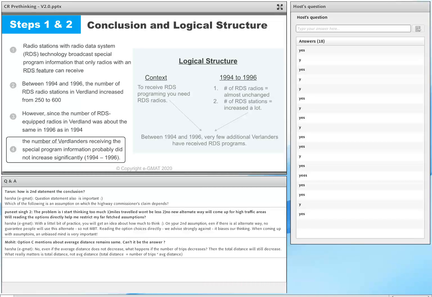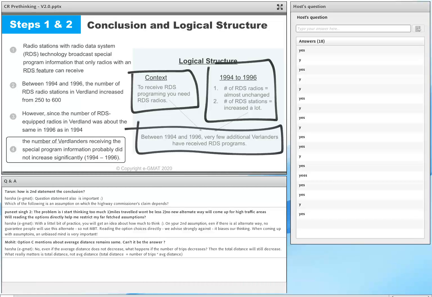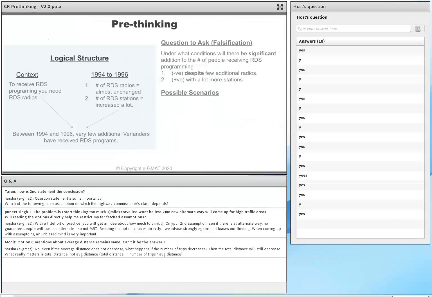Again, a simplified logical structure. The context says to receive RDS programming, you need a mated set. Between 94 and 96, the number of radios remained almost unchanged. The number of transmitting stations increased a lot. And based on this, what the author is concluding is that very few additional overlanders received RDS programs.